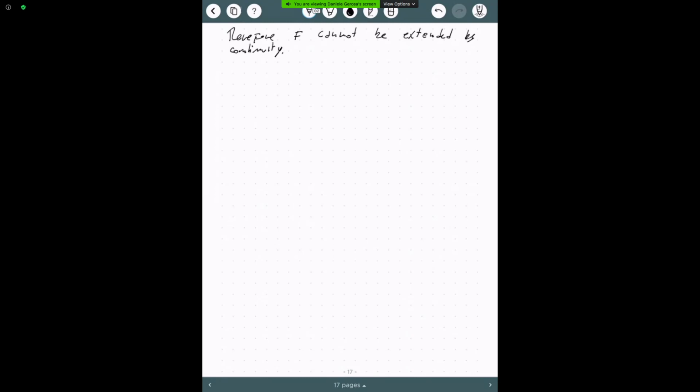You can, of course, extend this function by discontinuity if you want to. So you might find discontinuous extensions of functions, but they are not interesting. You can just say that you pick f tilde, which is equal to, I don't know, 0 at 0, and then you get a discontinuous extension, but this is not really interesting.